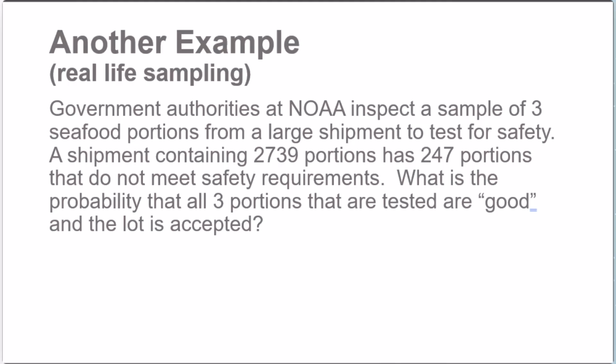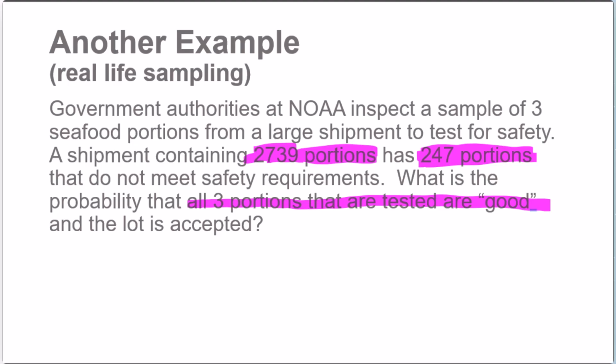So I'm going to look at a shipment that contains 2,739 portions of seafood. And I'm assuming that we know about this shipment that 247 of those portions do not meet the safety requirements. So we have sort of knowledge about the makeup of this shipment. And the question here is, given those proportions, what is the probability that all 3 portions that are tested are good and that this lot is accepted in for sale? So this is similar to the last problem. We're looking at 3 tests, and we want to know what's the probability that all 3 are good.